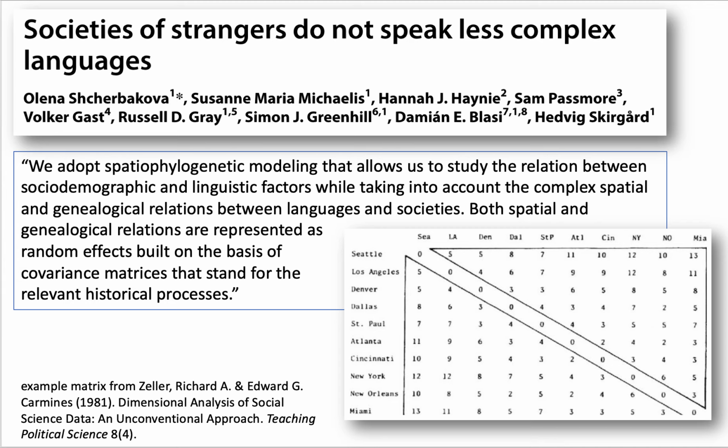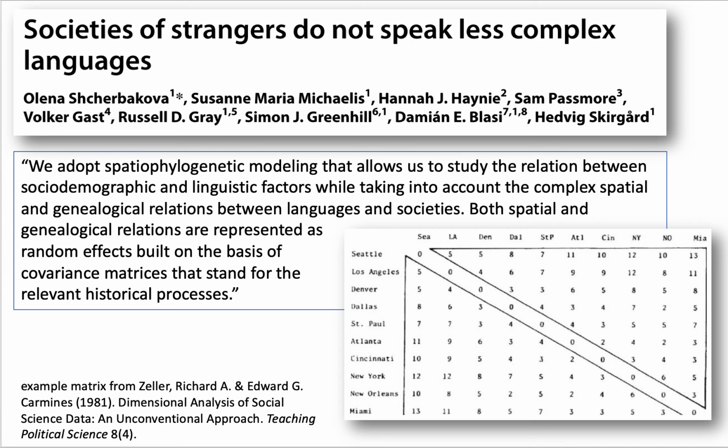This is a paper by Shebakova et al.: Societies of strangers do not speak less complex languages. So here we have a paper that deals with the idea that language complexity is modulated by demographic classification, right, as we saw in the beginning. But I'm not going to go into the details of the paper.